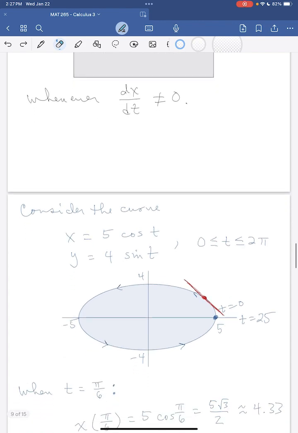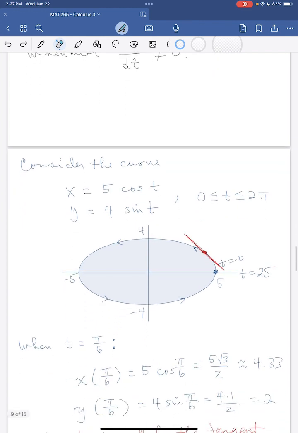Okay, so when t is equal to pi over 6, what point are we at? If we plug in pi over 6 for t and use basic trig, you'll see that the x value is about 4.3 and the y value is 2. And that's the point that we see here. What we're going to do, as you can tell from the pictures, is compute the equation of that tangent line. But in order to do that, we need not only the point, which we have now, but also the slope of the line, and the derivative dy/dx will help us to do that.